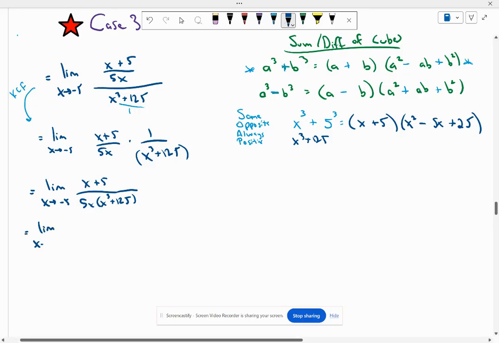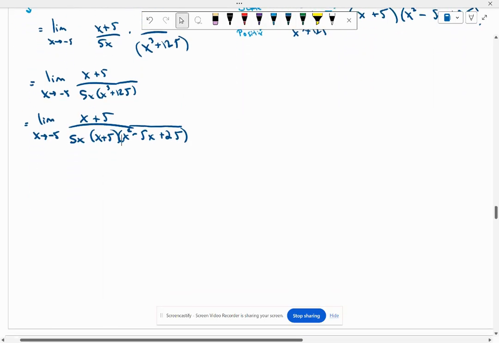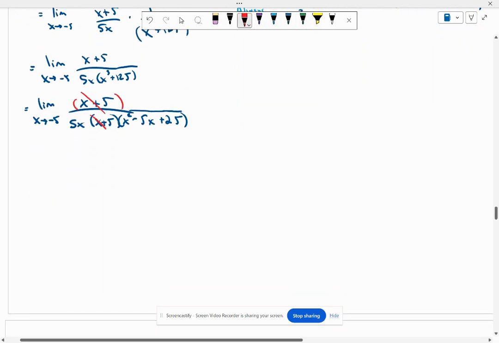And what's great, if you're noticing, is that there's going to be some x plus 5s that are going to cancel out. On the top I have that one factor, on the bottom I have this 5x factor, and the x cubed plus 125 factors to x plus 5 times x squared minus 5x plus 25. Now I have 3 factors on the bottom, but it's all factored out. This x plus 5 up here is going to divide out with that x plus 5 down there. And now that those x plus 5 factors are gone, we're actually going to be allowed to plug in -5.